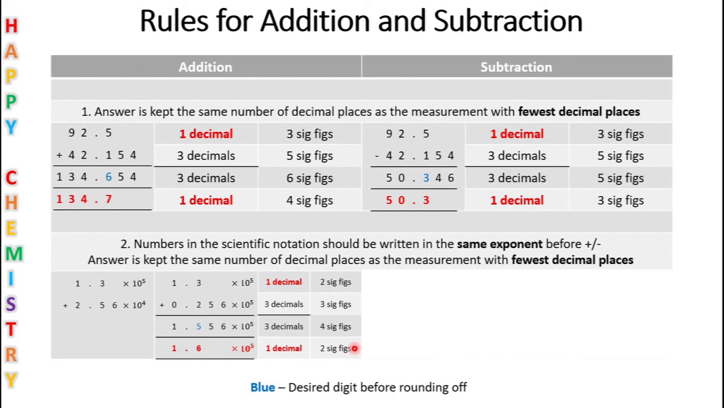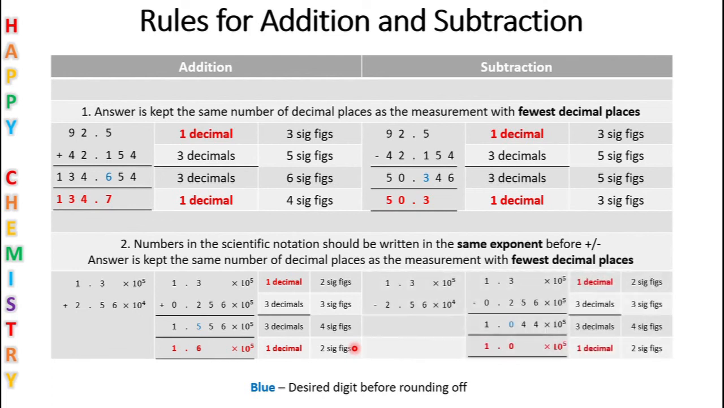Now we will look at an example for subtraction. 2.56 into 10 to the power 4 is subtracted from 1.3 into 10 to the power 5. As earlier, they have different exponents. Therefore, 2.56 into 10 to the power 4 is converted to 0.256 into 10 to the power 5 to get the same exponent. Now perform the subtraction. The exponents are not subtracted.